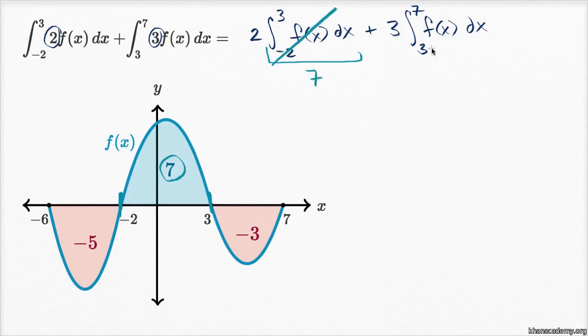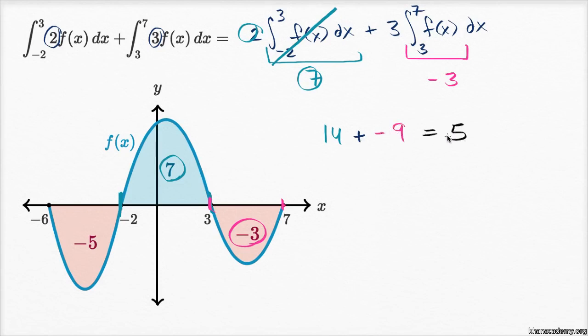And then we have the integral from 3 to 7 of f of x. So we're going to go from 3 to 7. And once again, this is going to evaluate to a negative value because f of x is below the x-axis there, and it's going to evaluate to -3. So this is all going to be 2 times 7, so 14, plus 3 times -3, so plus -9. And so 14 minus 9 is equal to 5. This is fun. Let's do more of these.